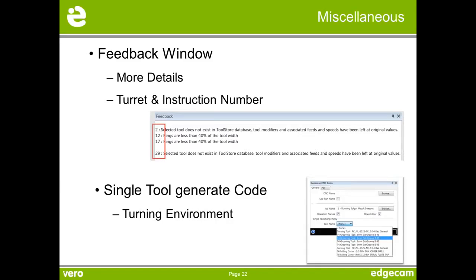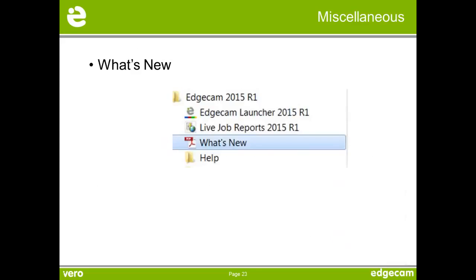And talking about turning, in turning you can now simply ask Edgecam to post-process the code generated for a single tool. That's something that millers have had for a while, but certainly turners have been asking for that, and that's now been included inside 2015 R1. So you'll see that when you generate code.